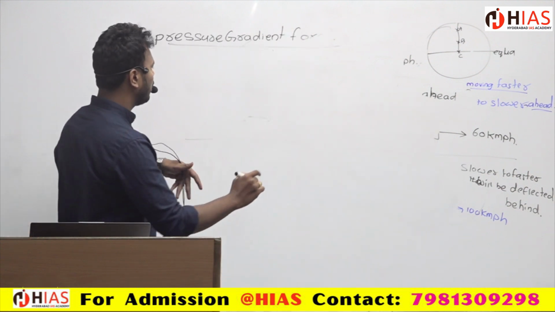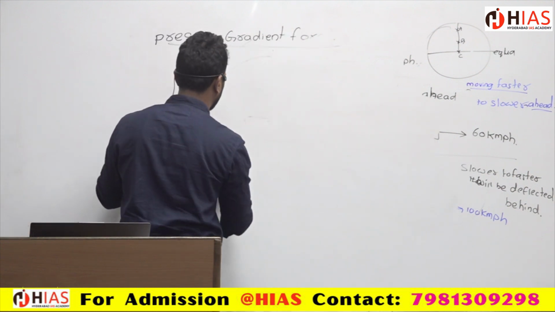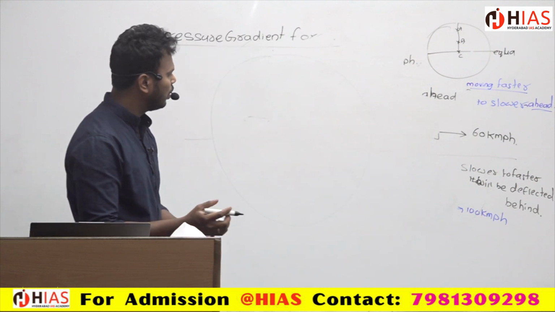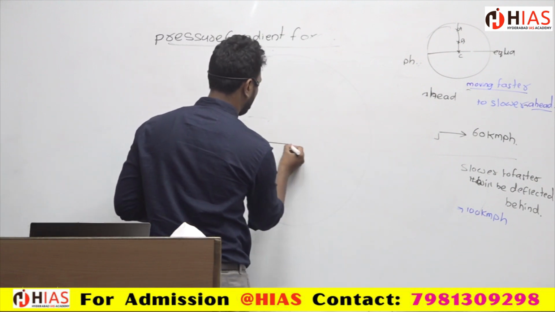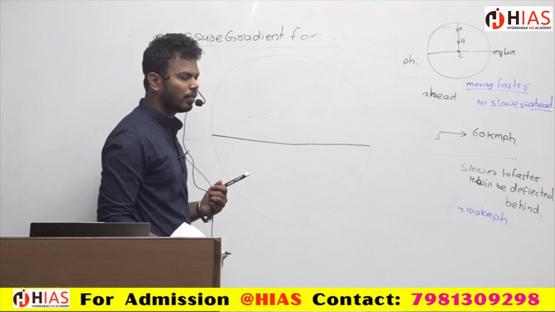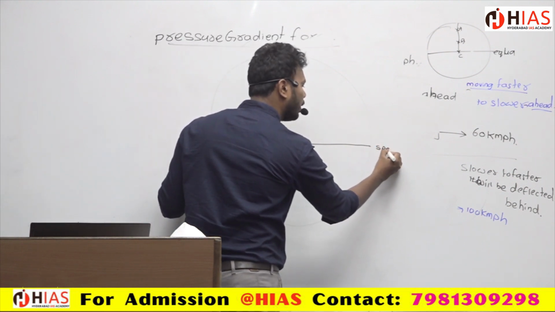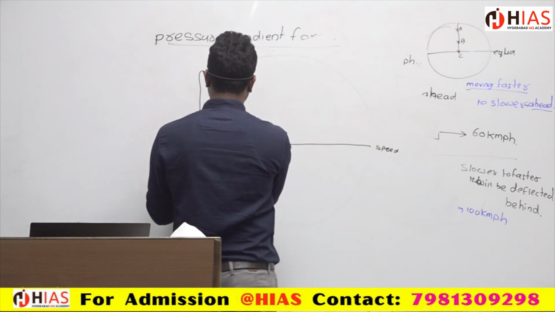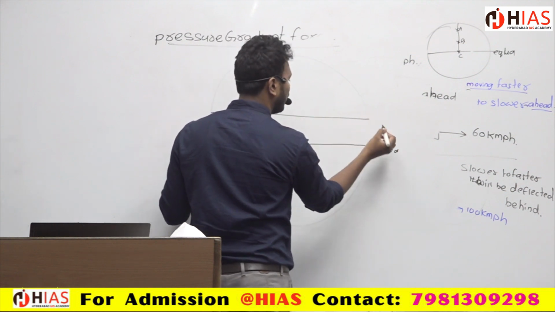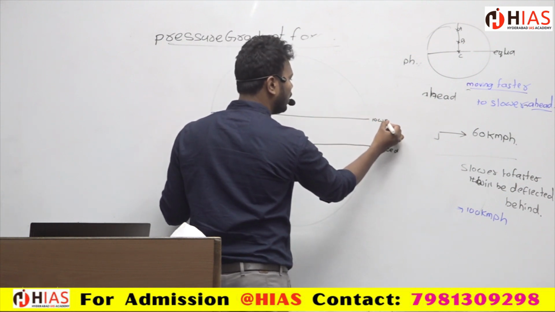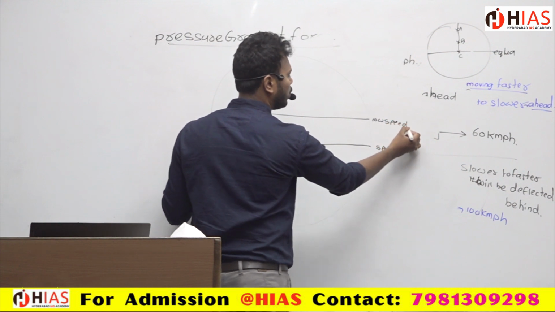So now, if I draw the globe, see this is the equator. This is traveling with high speed. So when you go to this one, compared to this one, it will be traveling with low speed.